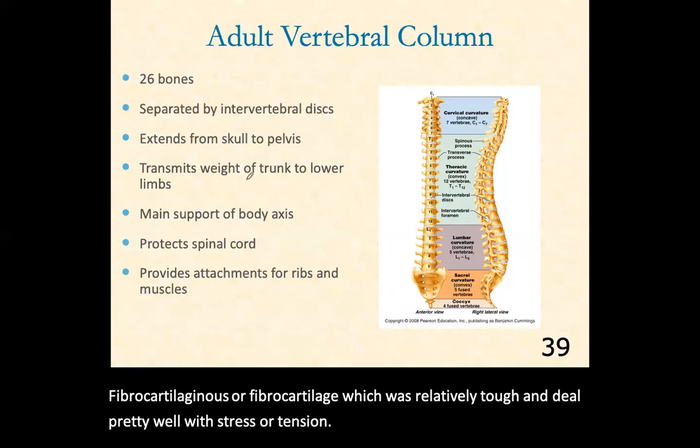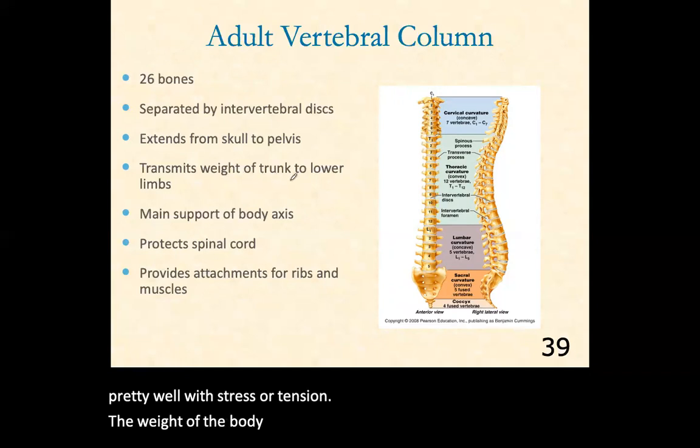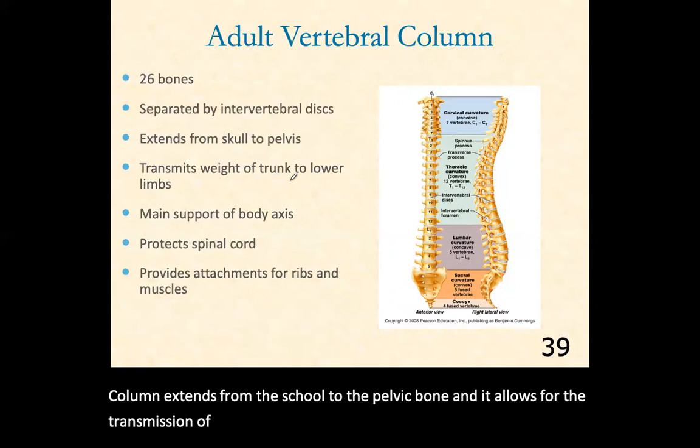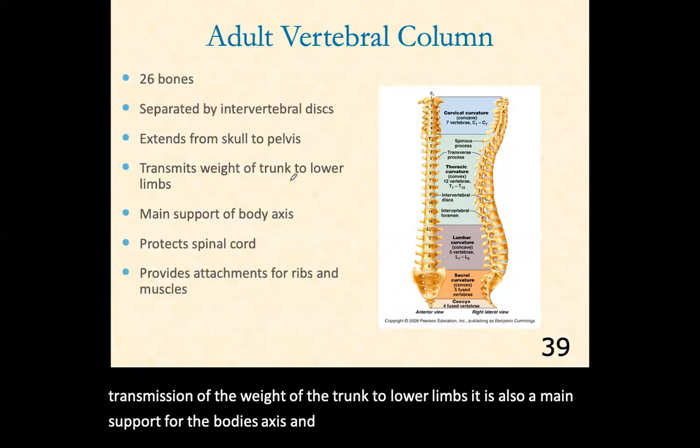The vertebral column extends from the skull to the pelvic bone, and it allows for the transmission of the weight of the trunk to the lower limbs. It is also the main support for the body's axis, and the main function of that is protection of your spinal cord.